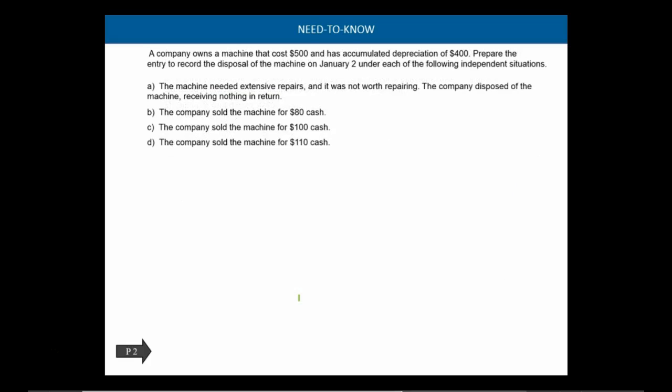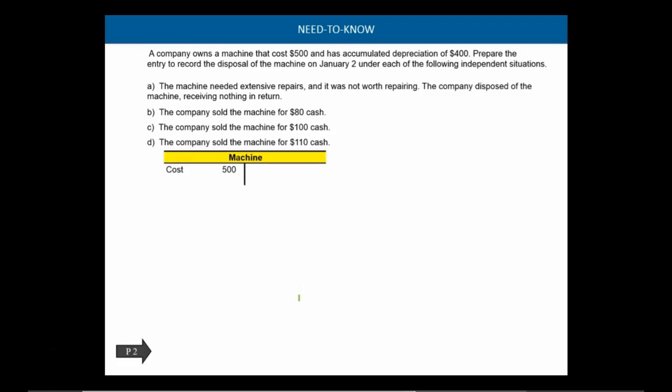Okay, a company owns a machine that costs 500 and has accumulated depreciation of 400. That means it has a book value of 100, 500 minus the 400. Prepare entry to record the disposal of the machine on January 2nd under each of the following situations. The machine needed expensive repairs and it was not worth repairing. The company disposed of the machine, receiving nothing in return.